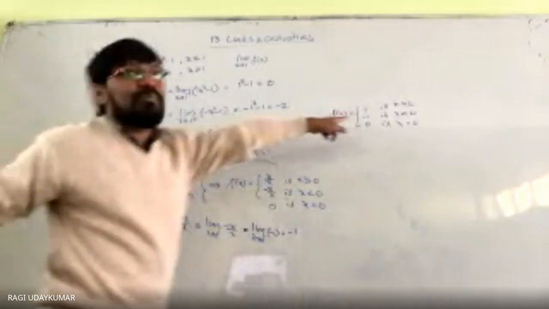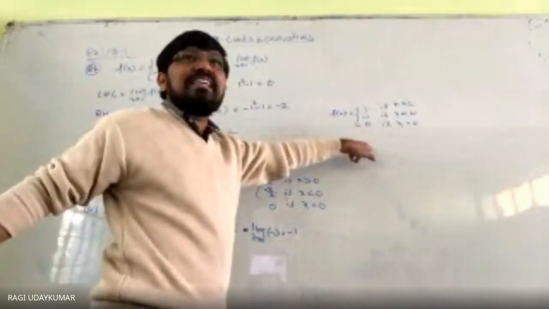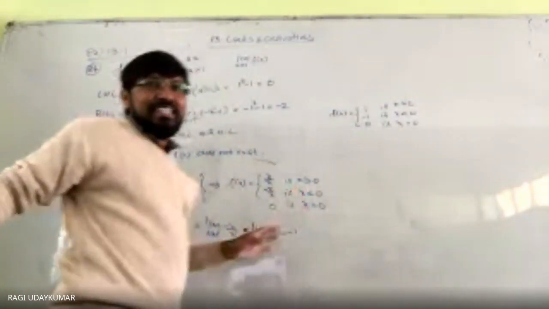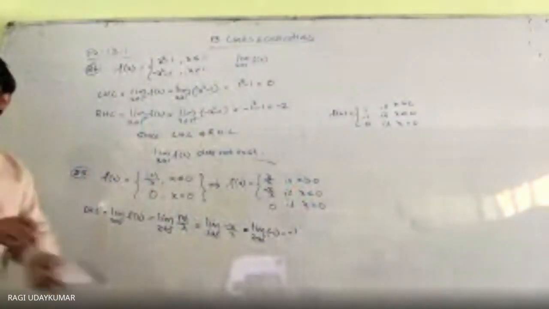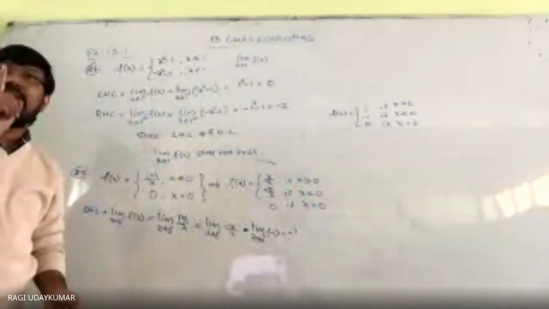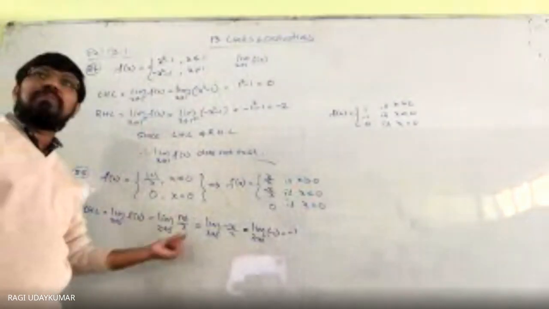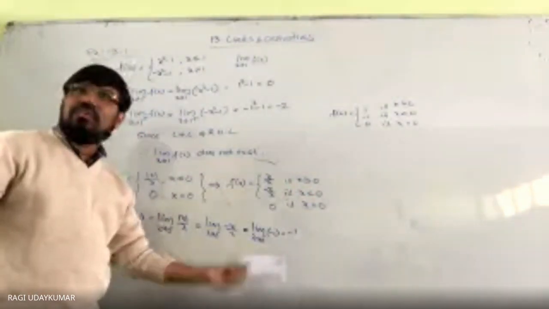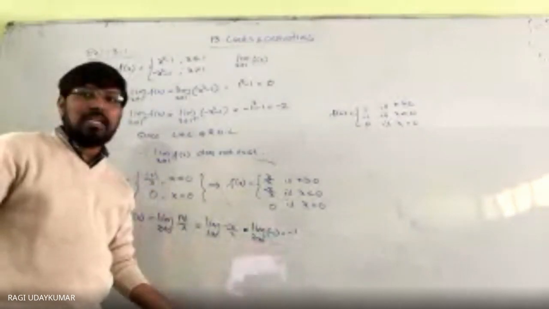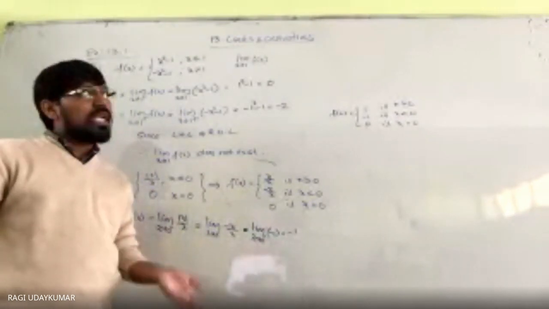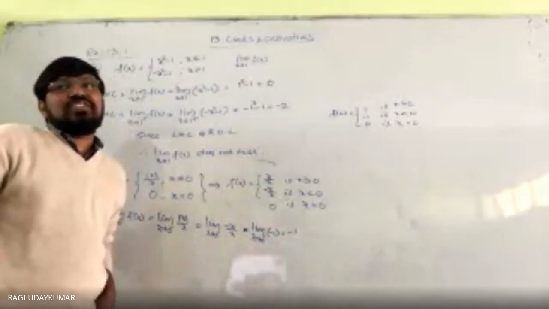Here also the same function. If the same function is given, you can directly write it. For the right hand limit, what do you get here? Mod x by x, as x tends to 0 plus, is nothing but 1. So the left hand limit is minus 1, the right hand limit is plus 1. Both are not equal, therefore the limit does not exist.